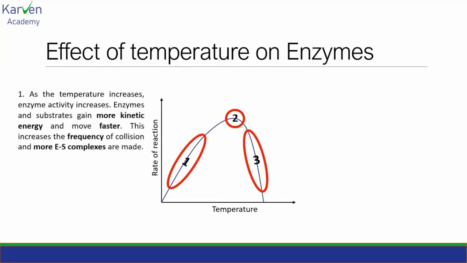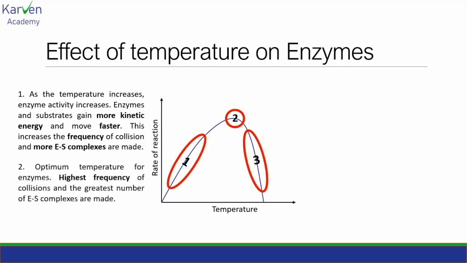In the first point, it's clearly visible as the temperature increases, the enzyme activity increases. This is because the substrates and the enzymes gain more kinetic energy and start to move faster. And this increases the frequency of successful collisions, and so more ES complexes can be made.